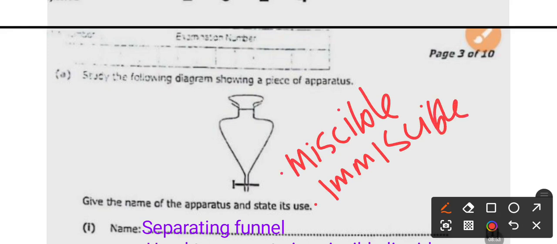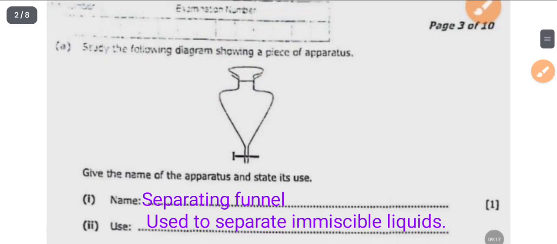liquids. Miscible liquids are those that mix uniformly with each other, whereas the immiscible liquids are those types of liquids that do not mix uniformly with each other. They create distinct layers, as for example, the liquids involving water and oil. Okay, so for a separating funnel, it is used to separate immiscible liquids.